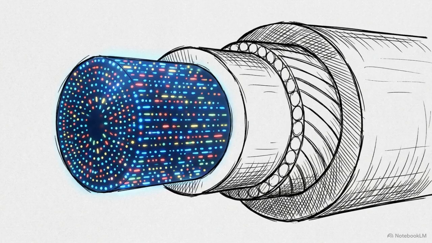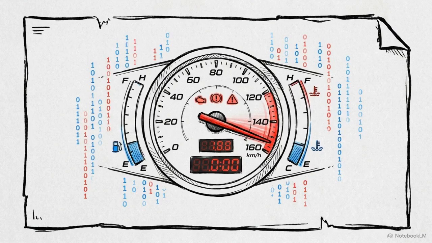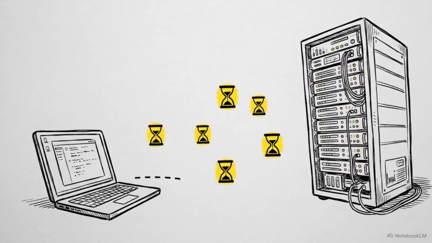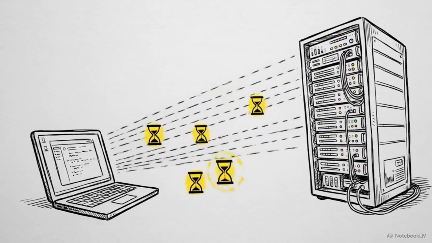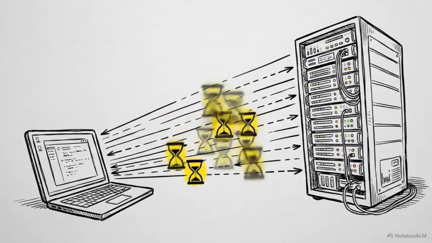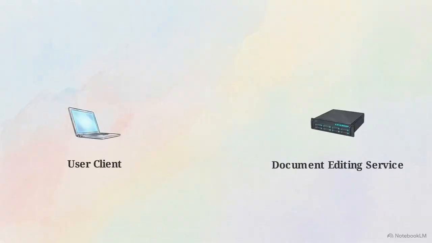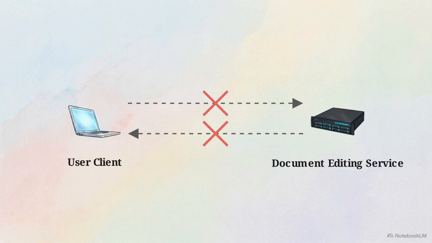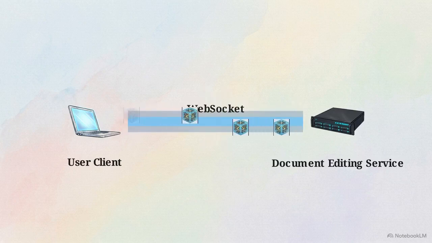With the algorithm solving the race condition, we have to address the network. We need a way to transmit thousands of these operations per second with minimal overhead. Standard HTTP polling is too slow and resource-heavy for real-time keystrokes, as the repeated request-response cycles create significant latency. This diagram shows the required protocol, WebSockets. WebSockets establish a continuous, bidirectional connection to our document editing service, allowing for immediate data pushes.